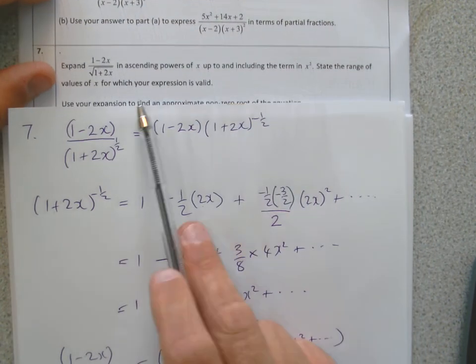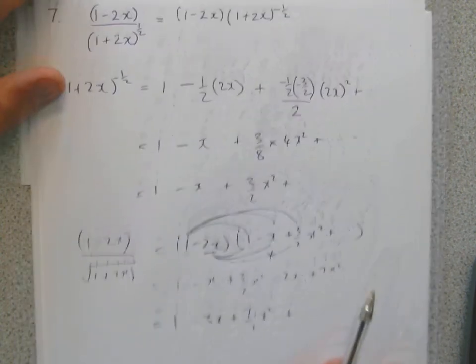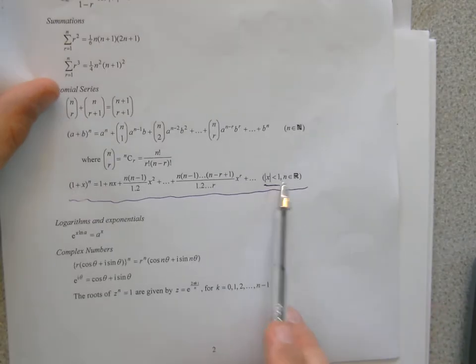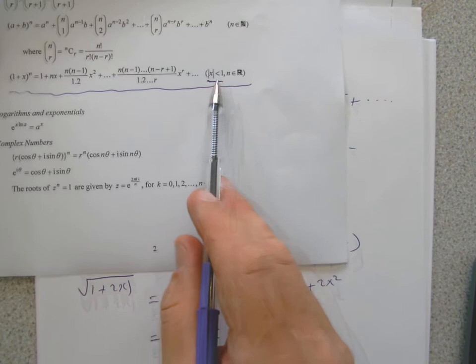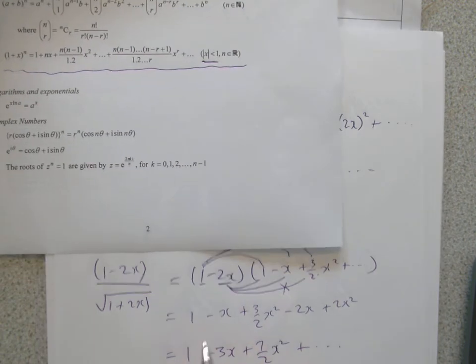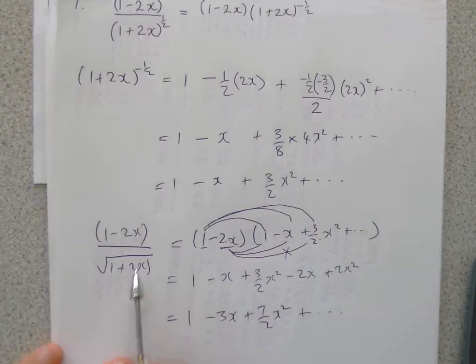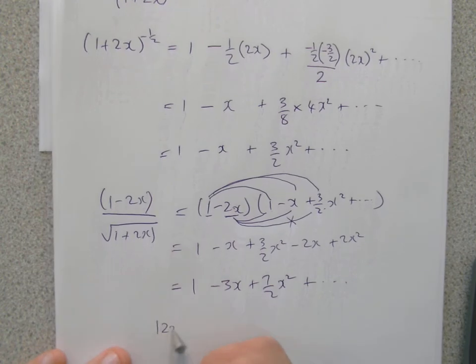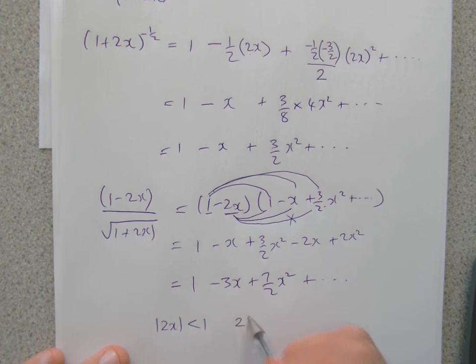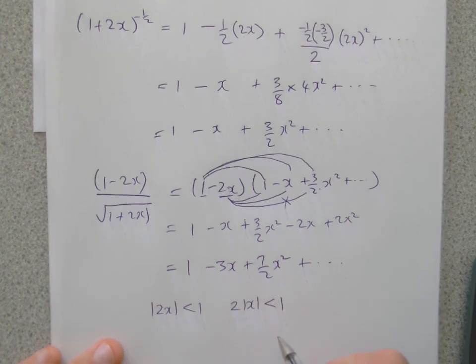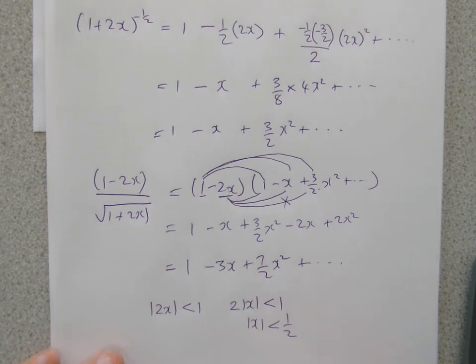Then in the question it says state the range of values for x for which the expression is valid. Well, what you do then is use the formula sheet. You use this: mod x is less than 1. But remember, you replace x with what we've got here. So this will be mod 2x is less than 1. That means you can take the 2 outside the mod, because 2 is positive, and then you get mod x is less than a half. So that's our answer there.